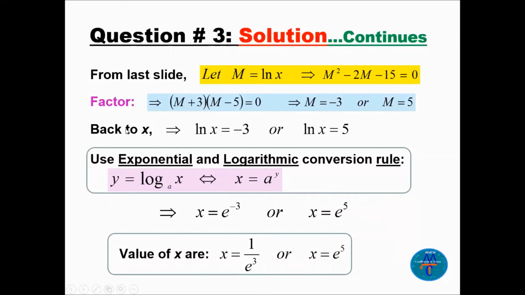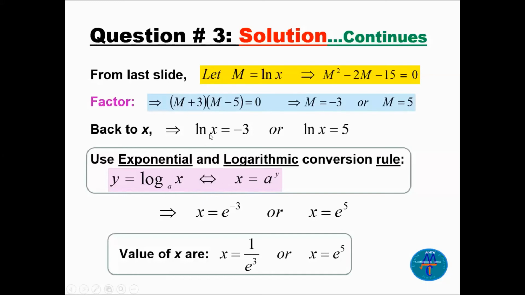Remember, we have to go back to x. So instead of capital M here, I write ln of x is equal to minus 3, and ln of x is equal to 5. Then I have to go back to the logarithmic function and use this important rule. We call it the exponential and logarithmic conversion rule. If y equals log base a of x, if and only if x equals a to the power y. So we can go from logarithms to exponential, or from exponential to logarithm.